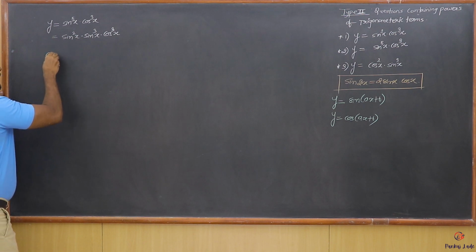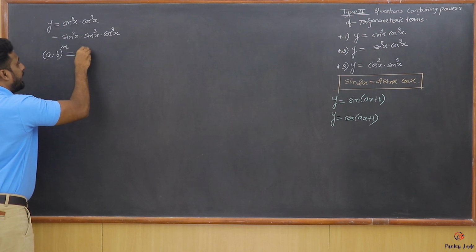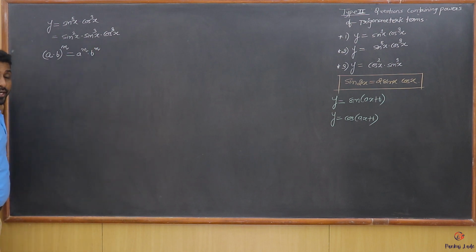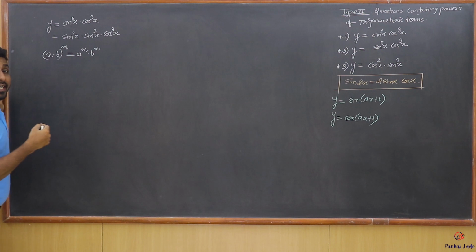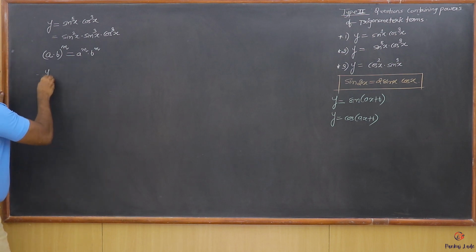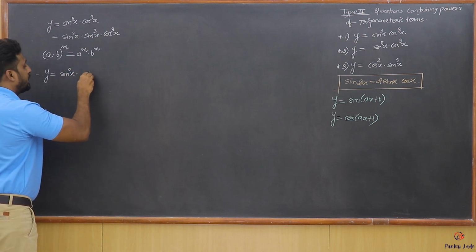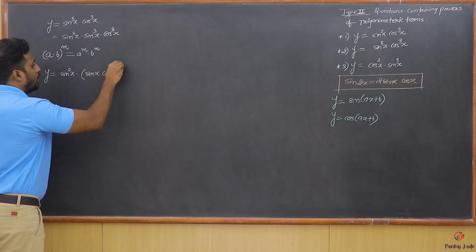We know a into b whole to the power m is a raised to m into b raised to m. The power gets distributed with the 2 terms if there is a product of the 2 terms. So this is sine cube x into cos cube x. It can definitely be written as sine x into cos x, the whole cube. So I get y is equal to sine square x into sine x cos x, the whole cube.